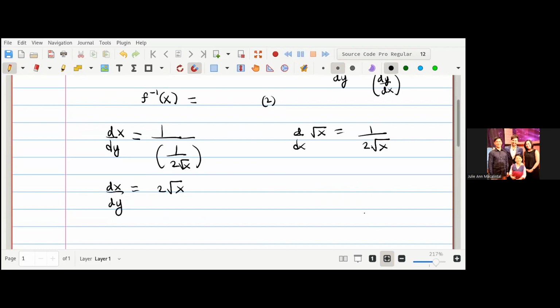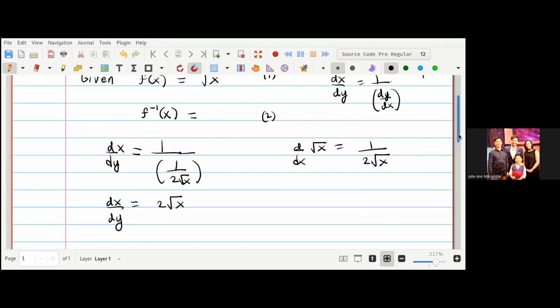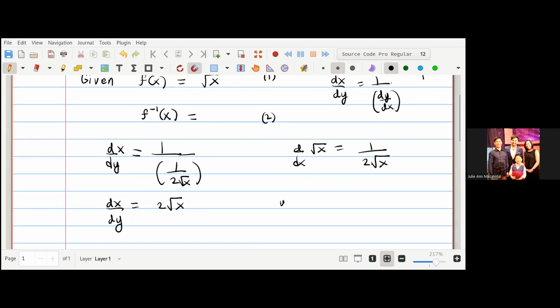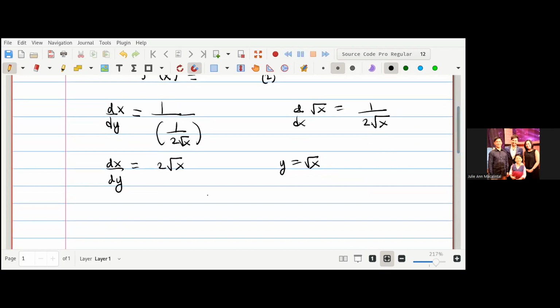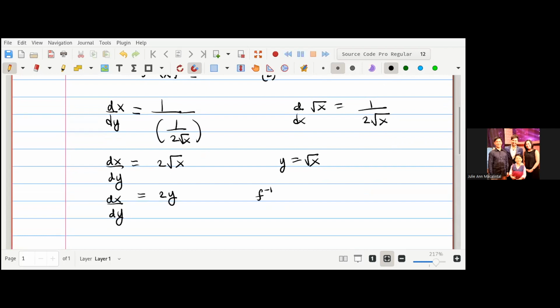So dx dy. Ngayon, ano ba yung square root of x? So if y equals square root of x, then this becomes 2y. So yun yung derivative ng inverse function. So yung f inverse evaluated at y, taking the derivative with respect to y is going to be 2y.